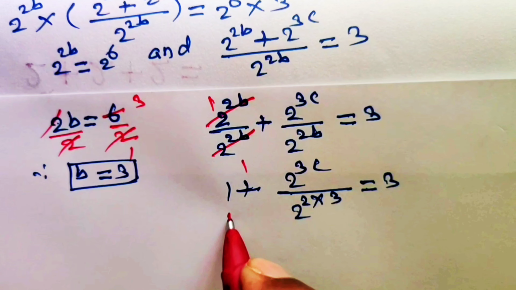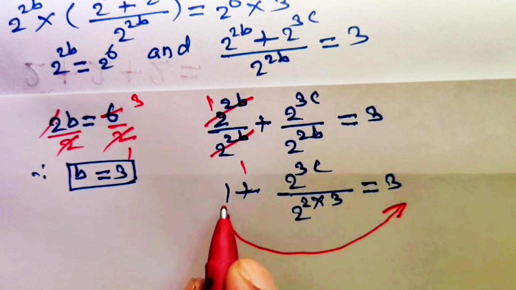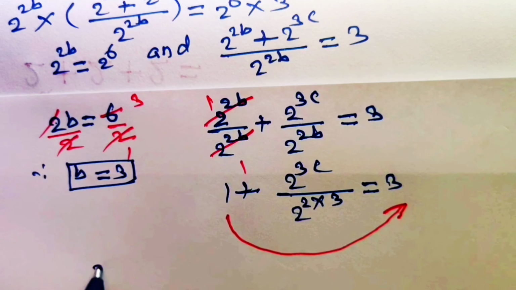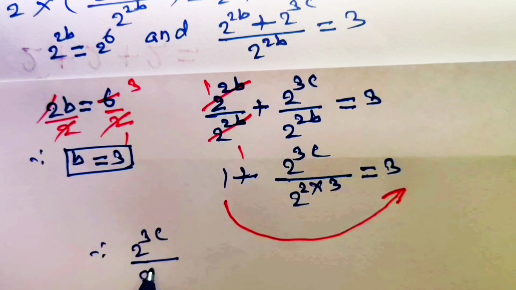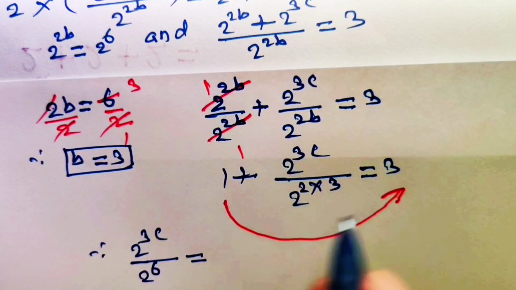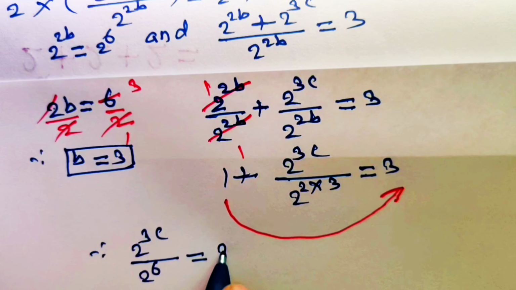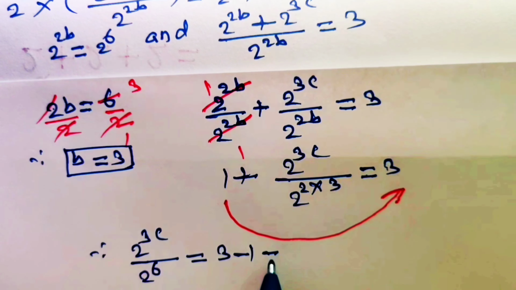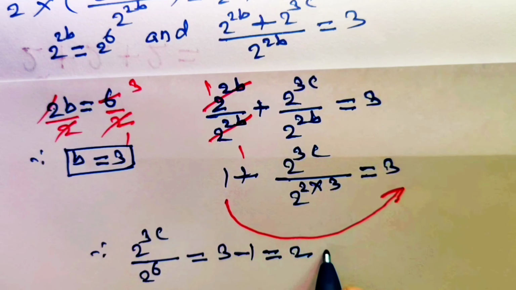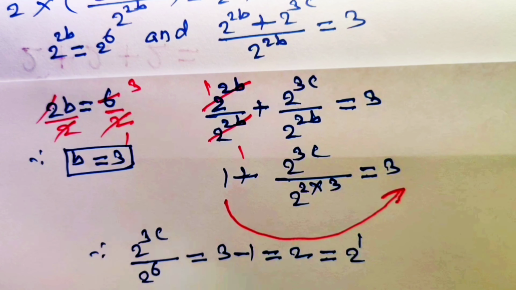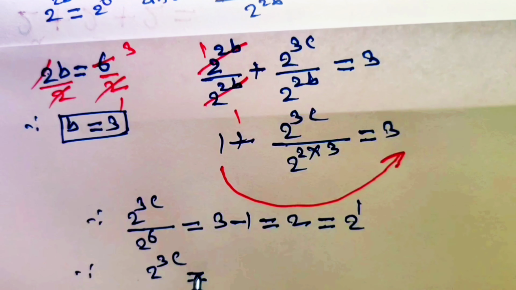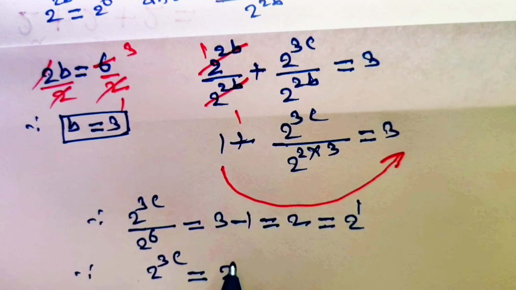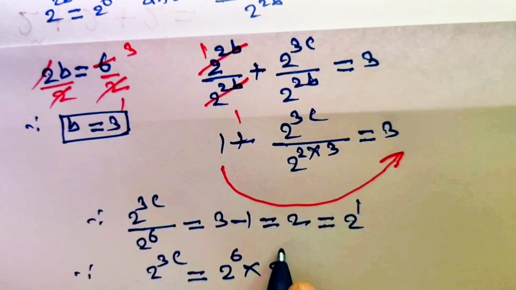Simplify this, shift this 1 on right hand side. Hence 2 to the power 3c divided by 2 to the power 2 into 3, that is 6, is equal to 3 minus 1, but 3 minus 1 is 2, and this 2 is nothing but 2 to the power 1. Hence, taking this 2 to the power 6 on right hand side, 2 to the power 3c is equal to 2 to the power 6 into 2 to the power 1.